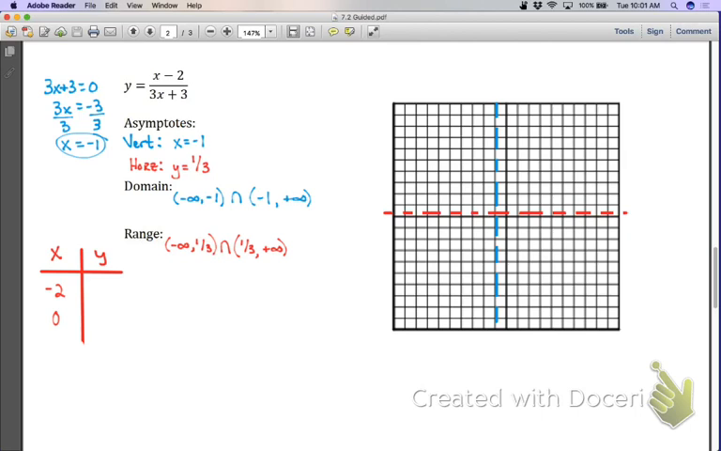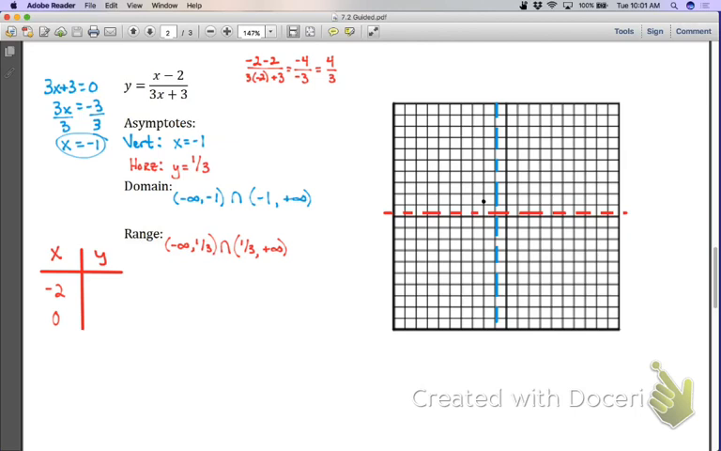So if I go with -2, I'm going to have (-2 minus 2) over (3 times -2 plus 3). So -4 divided by -6 plus 3 is -3. So 4/3. Well, where's 4/3? I don't know, but I bet I can come pretty darn close to it. Okay, so 4/3 is going to be somewhere above, like that.